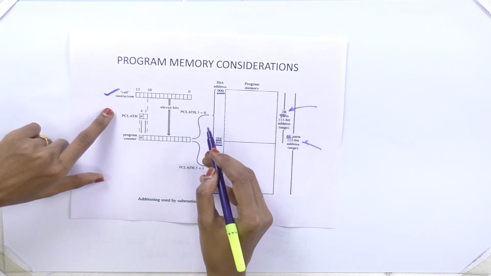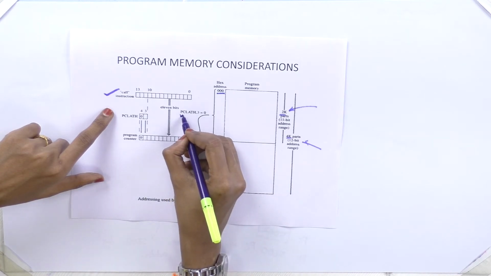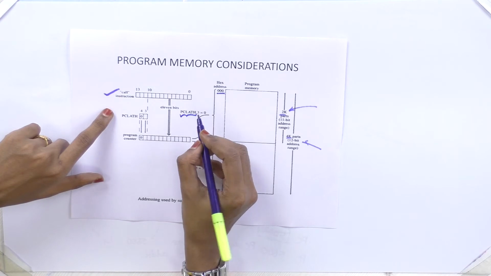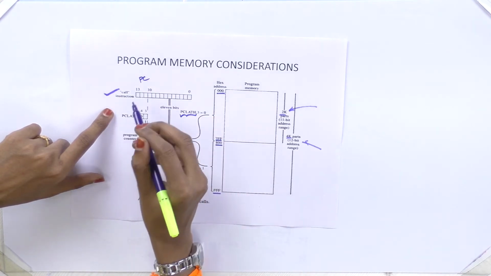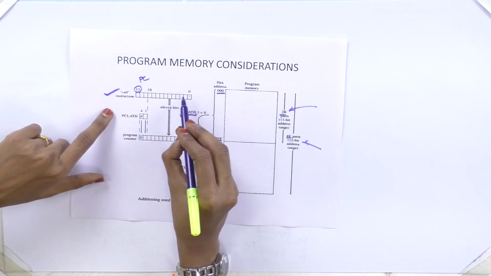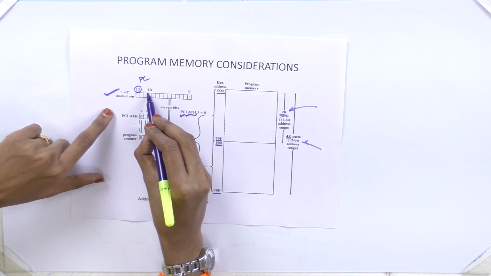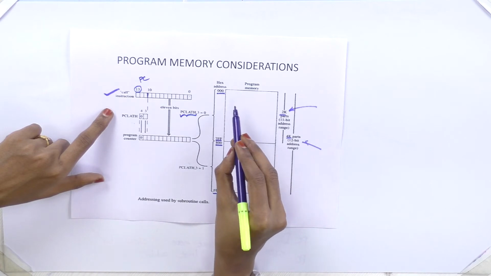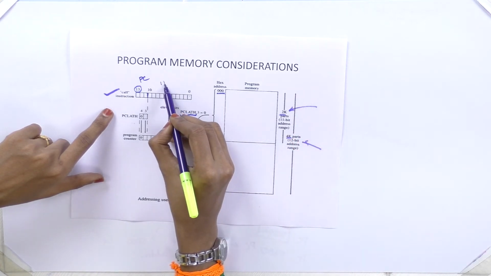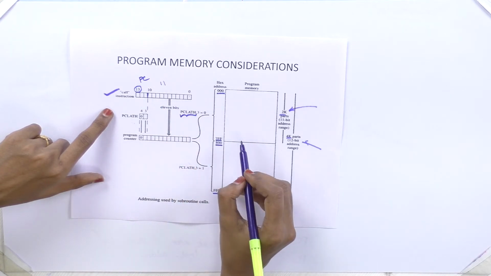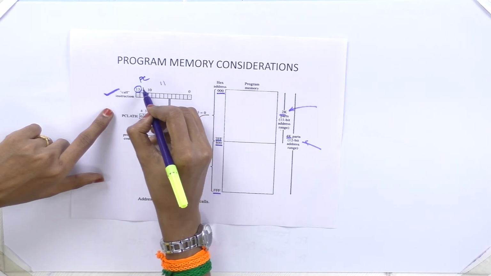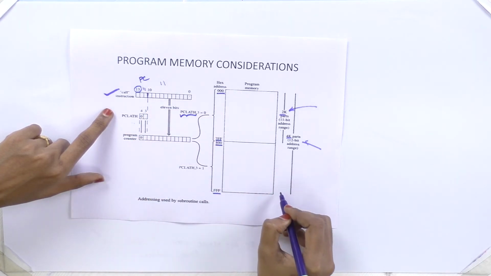To see the difference, we are supposed to use the PC latch register. The program counter is 13 bits for 8K of memory. In that, bits 0 to 10 can be used to address this part, the 2K of memory, which means 11 bits. So these 11 bits are used to address this 2K of memory, and bits 0 to 11 are used to address this 4K of memory.